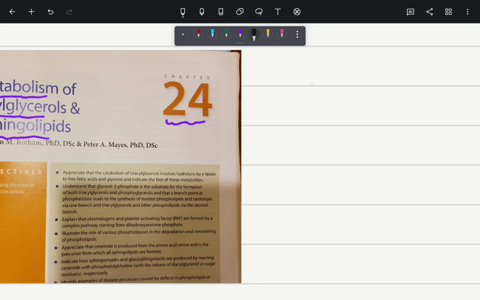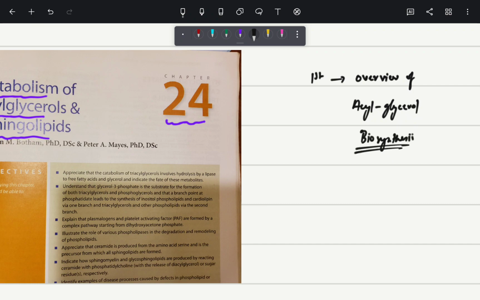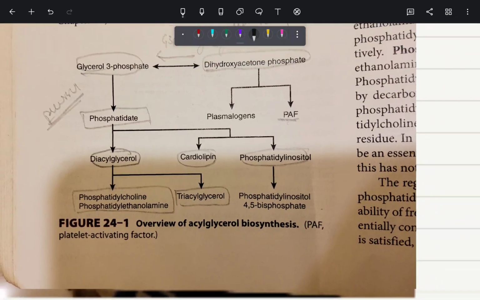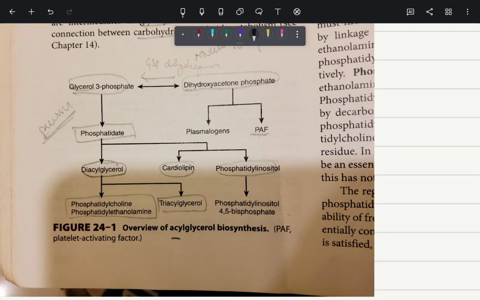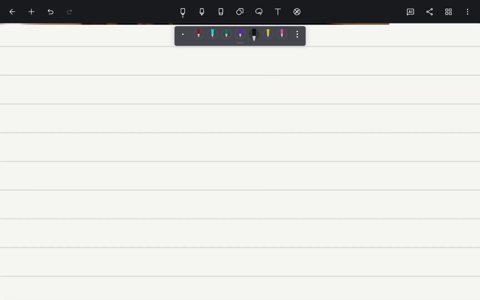And in this video, which is the first video of this series, we are going to talk about the overview of acylglycerol biosynthesis. So please watch my video in chronological order, or else you will not understand a single thing here. Okay, so this is the diagram given in your biochemistry textbook. As you can see, this is the overview of acylglycerol biosynthesis. I will try to simplify this diagram as much as possible, so don't worry about it.